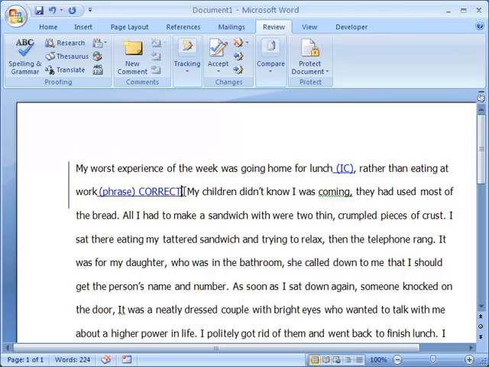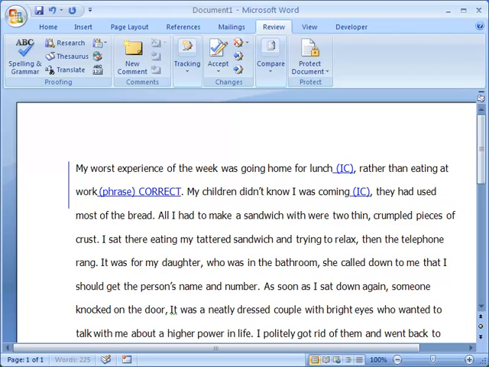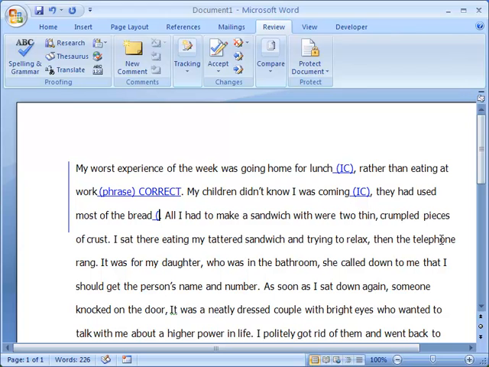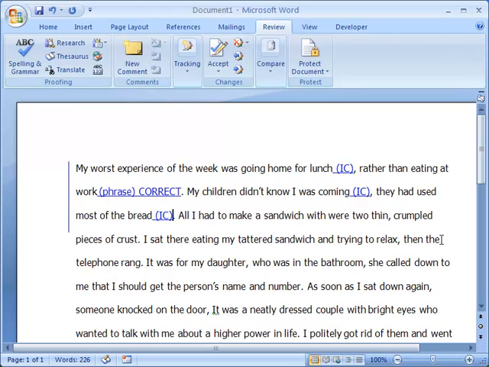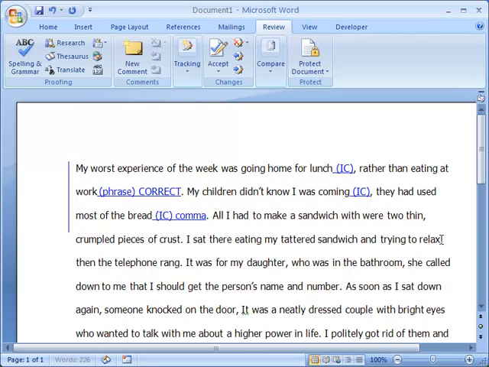The next sentence, my children didn't know I was coming, they had used most of the bread, has two ideas. The first idea, my children didn't know I was coming, is an independent clause. It can be a sentence by itself. The second idea is also an independent clause. If I have an independent clause with a comma after it, followed by another independent clause, I have a comma splice sentence that I need to fix.